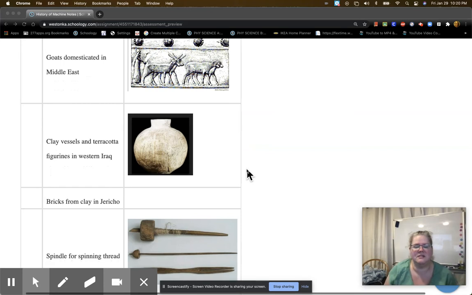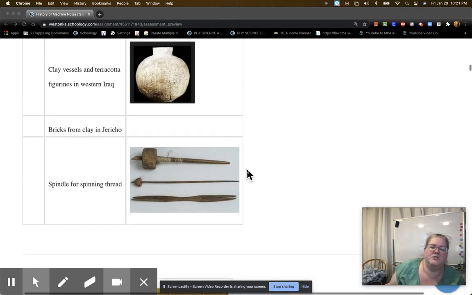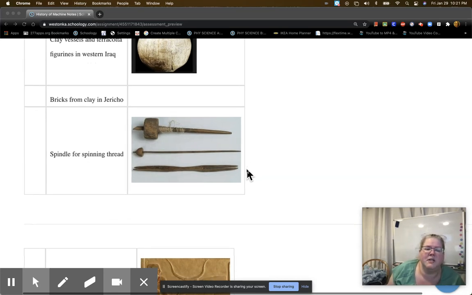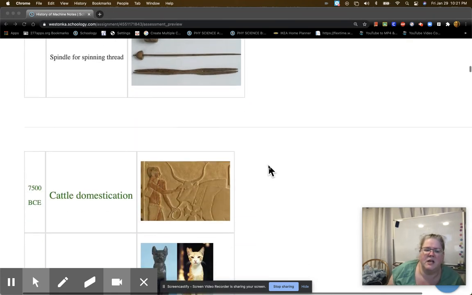Clay vessels. Now this is not made on a potter's wheel. This would have been sculpted by hand. But if you start harvesting, you have to have a way to store all that food through the winter without it getting wet or molding. So they started using clay and terracotta, often with figurines on the side. And we're seeing that in Western Iraq. We're starting to see bricks from clay in Jericho. The spindle of the spinning thread were evidence of this at this point.